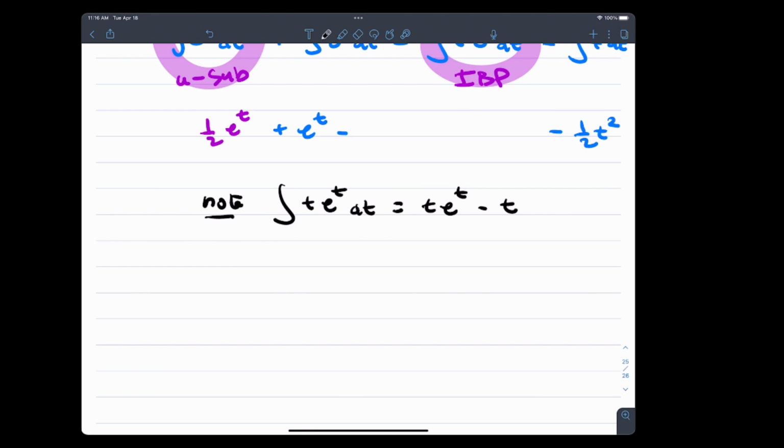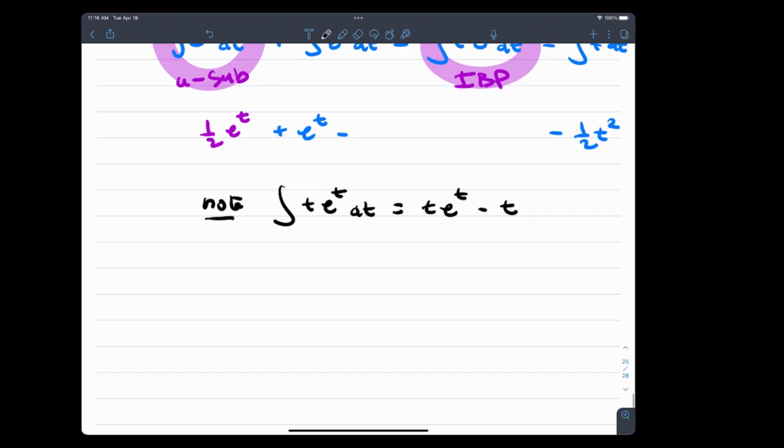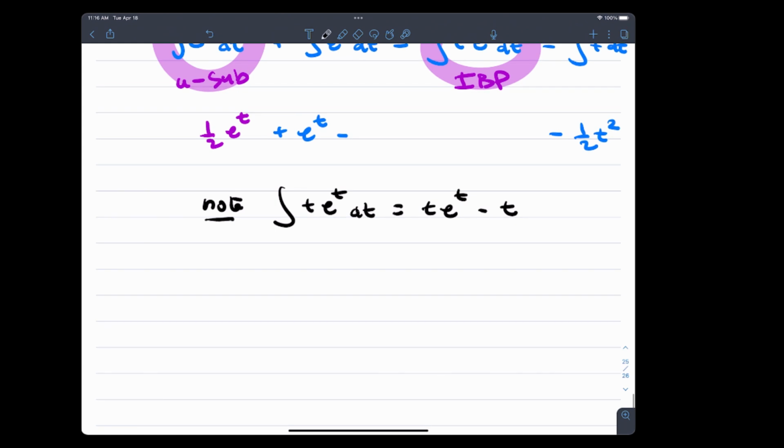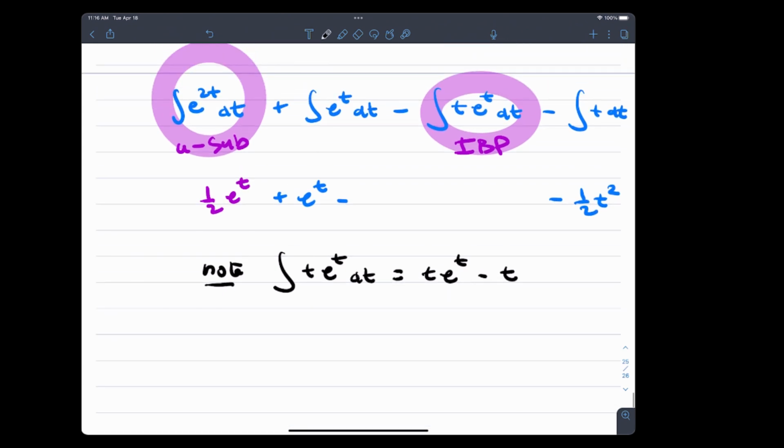I don't know. I don't have it memorized. Is that the integral? So u is t, dv is e^t dt, so that means v is e^t. So, okay, uv minus integral of v du? I think you're right. I'll take your word for it.